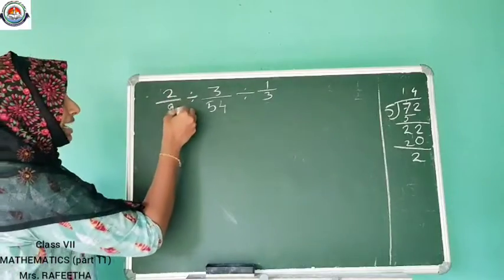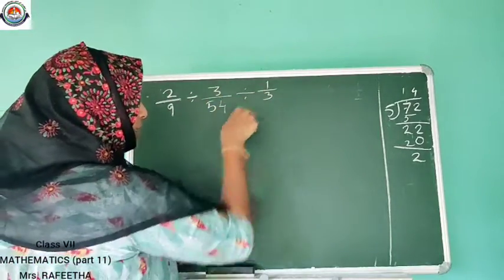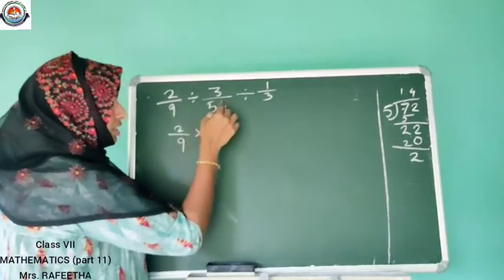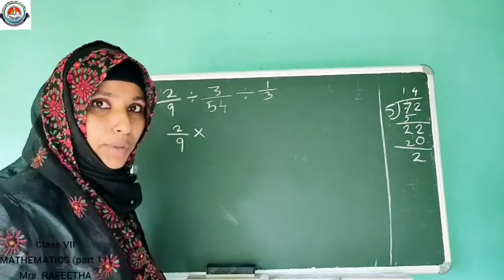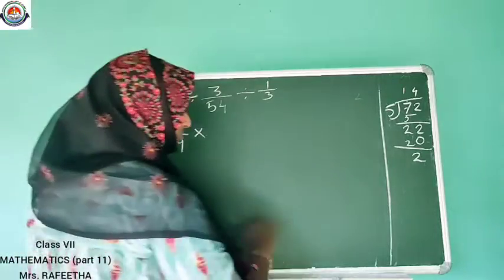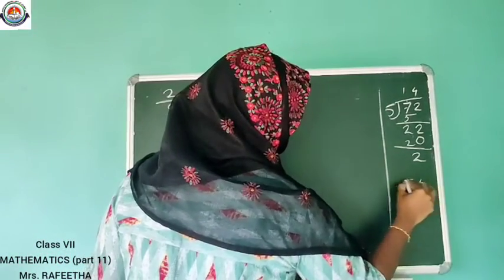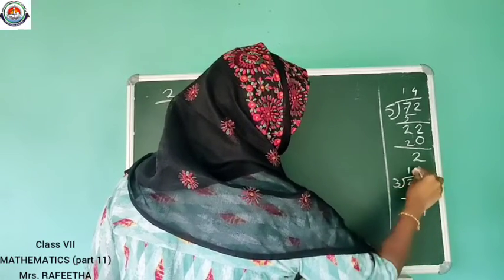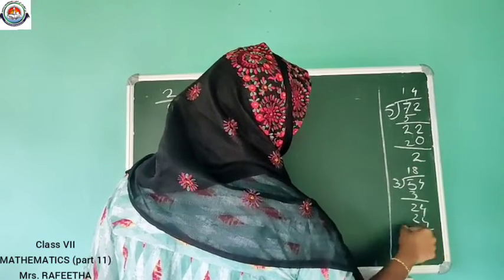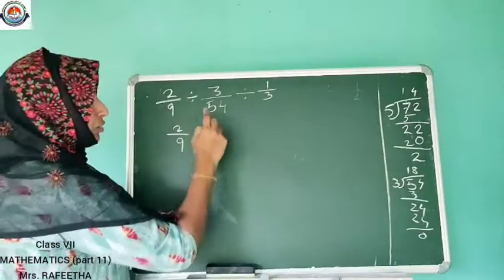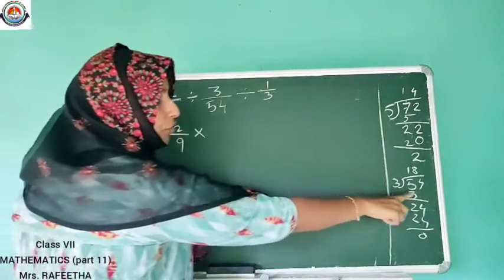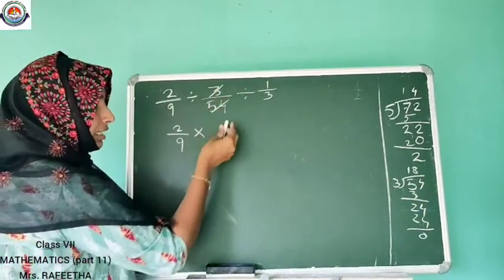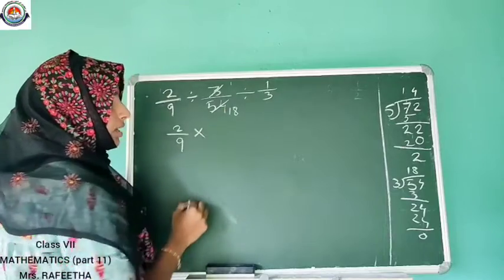So next question, 2 by 9 divided by 3 by 54 divided by 1 by 3. That is 2 by 9, instead of division, multiplication. 54 is a multiple of 3. That is, if we divide 54 by 3, we will get the answer as 18. So with this we can cut. That is here 18 will be there.